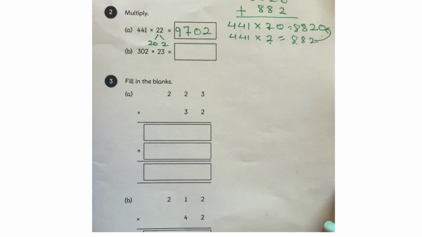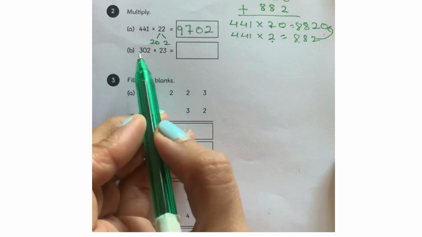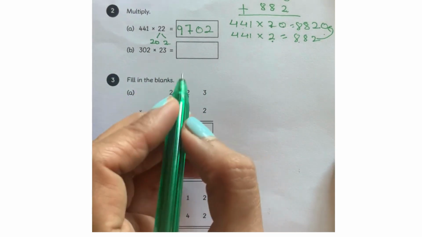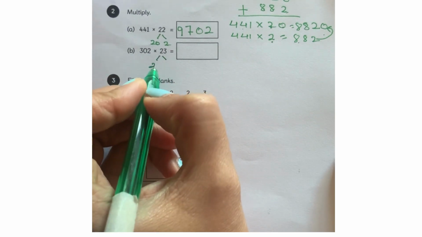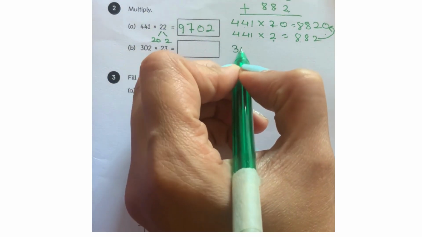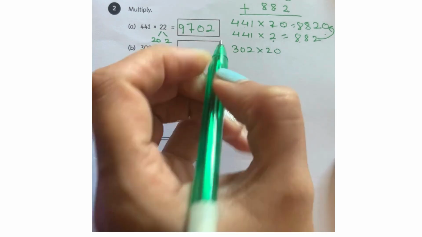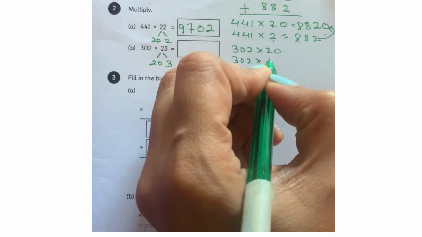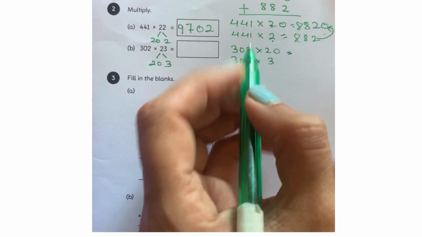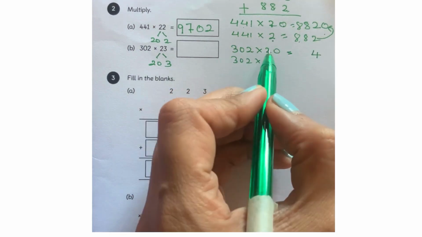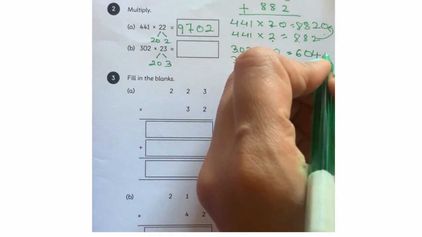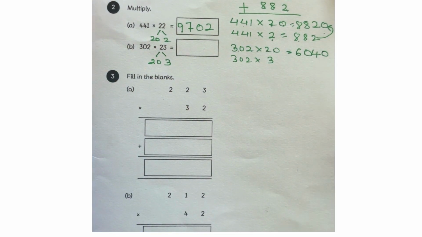Let's go to the next one. Here we have 302 times 23. First step, let's partition 20 and 3, right? So I will take 302 times 20 and 302 times 3. Perfect. Let's solve it. 2 times 2 is 4. 2 times 0 is 0. 2 times 3 is 6. And my 0, the way it is, I will place it.